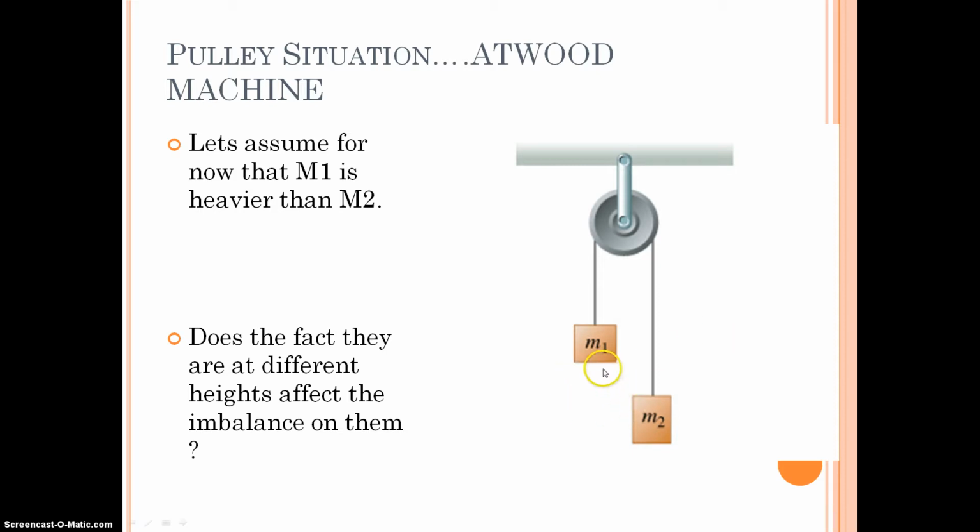It also doesn't matter if somehow you gave it a push and M1 was moving up at first. Once you stop pushing the system, since M1's heavier, it is going to have more force down than the other force balancing it, so it will eventually move down.